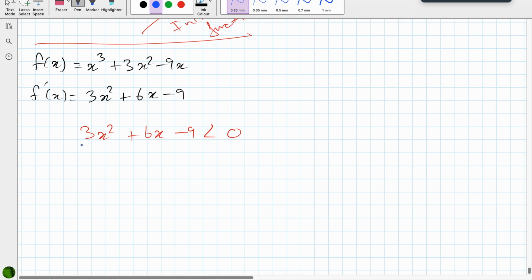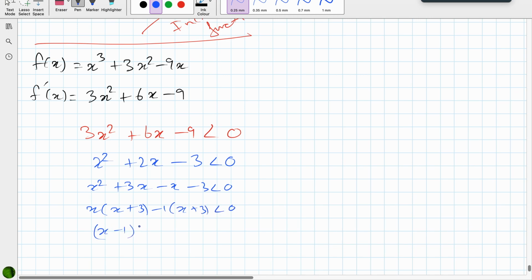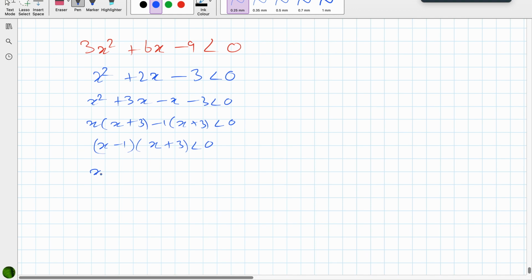Dividing the whole equation by 3 gives x squared plus 2x minus 3 is less than 0. Now by middle-term breaking, x squared plus 3x minus x minus 3 is less than 0. Taking x common, x(x plus 3) minus 1(x plus 3), so (x minus 1)(x plus 3) is less than 0. Be careful, this is not the final answer. Always you have to check it.